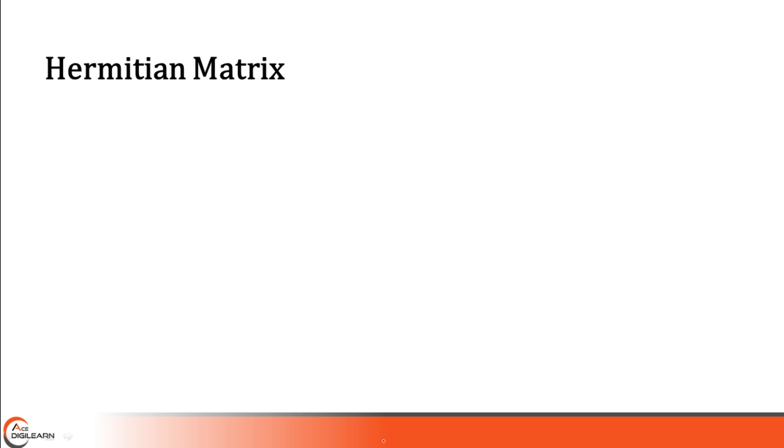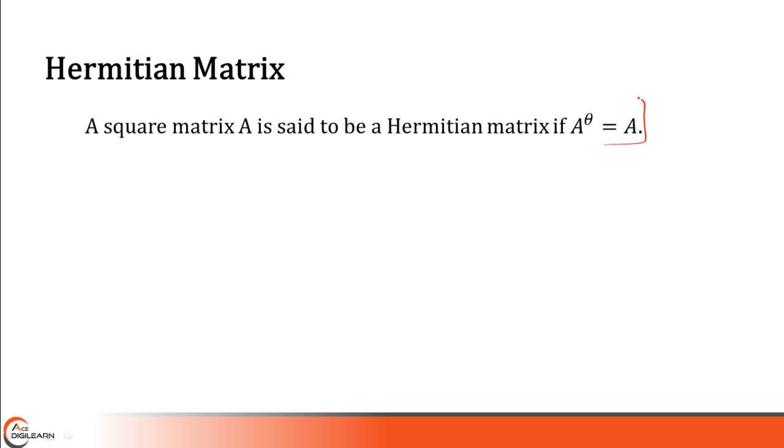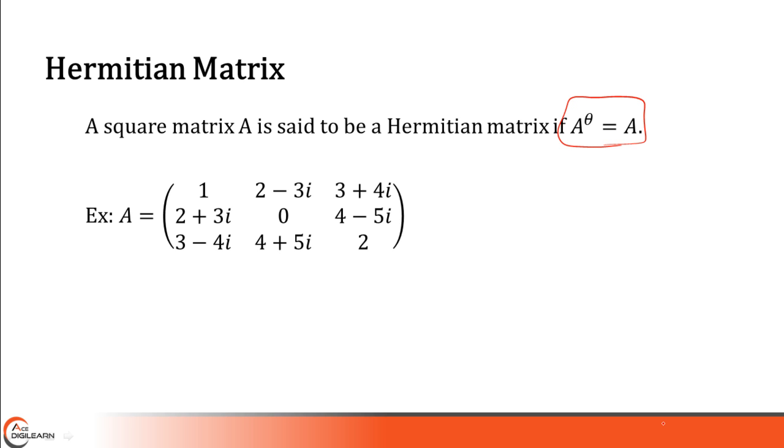Next, Hermitian matrix. If A power theta equals A, then the matrix is said to be Hermitian. You can see an example.